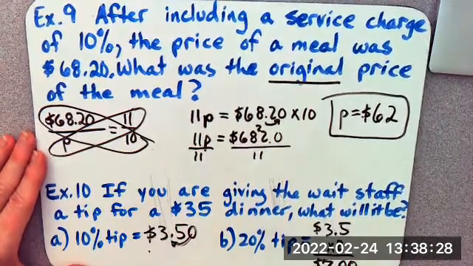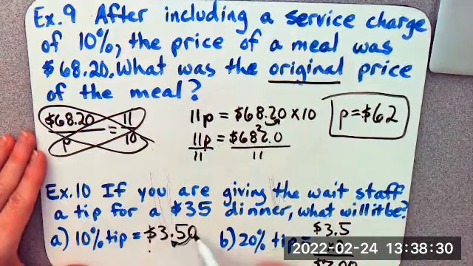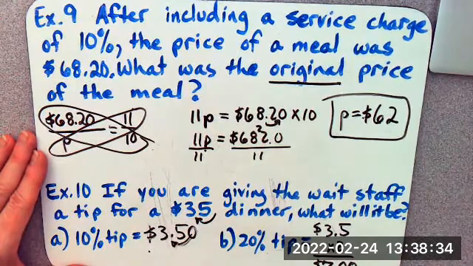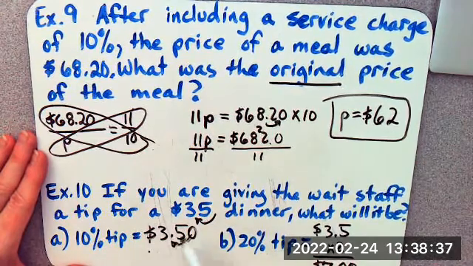Okay, so tips are really easy. If it's a 10% tip, just move the decimal 1 spot over. And then if it's a 20% tip, multiply that by 2.